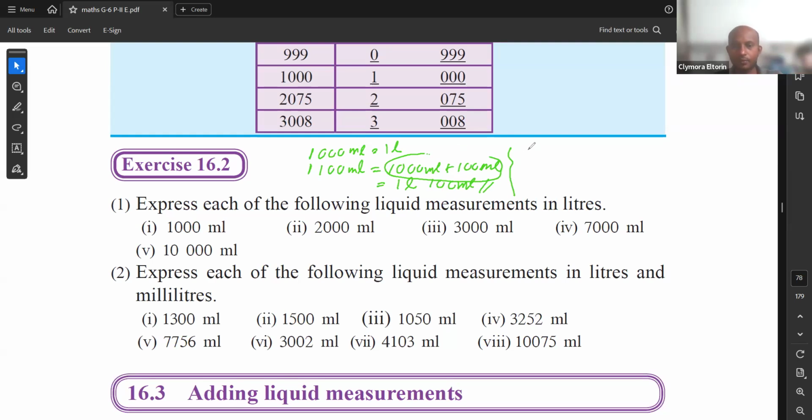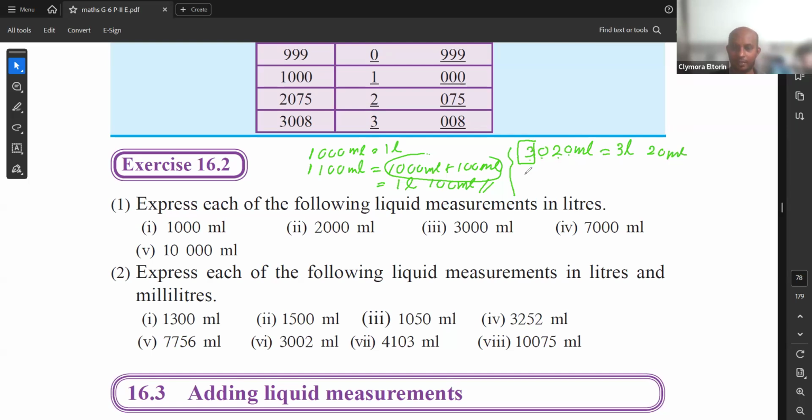Okay? But if they give us 2020 milliliters to convert into liters, how do we do that? How many thousands are in here? We know about that now. This is the ones place, this is the tens place, this is the hundreds place, and this is the thousands place. Now, what's that here? How many thousands are in here? Two. So what's that here? 2 liters and 20 milliliters.